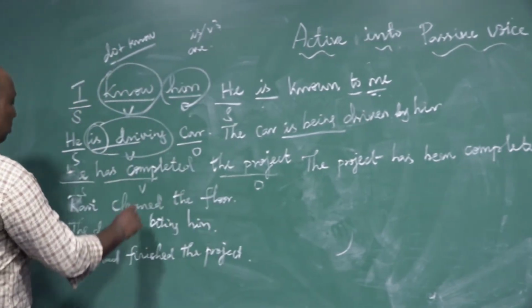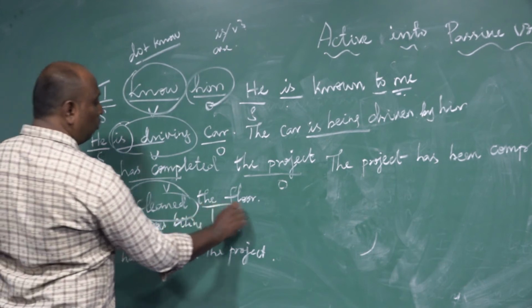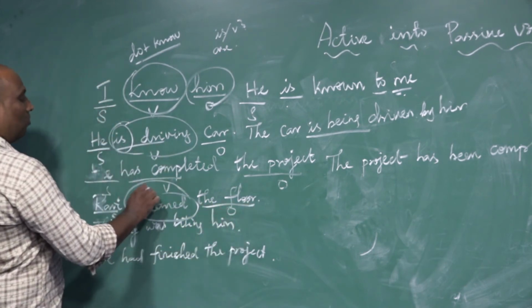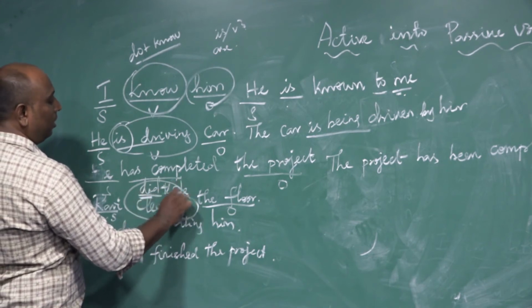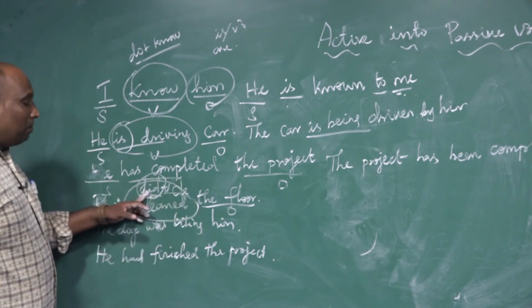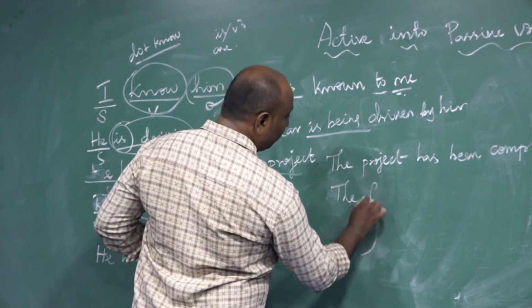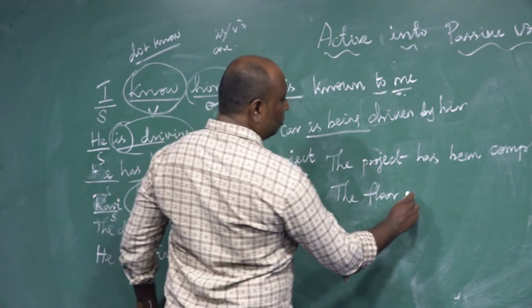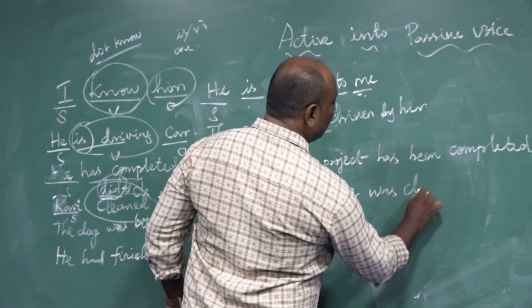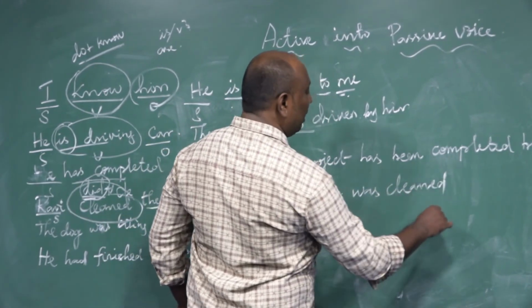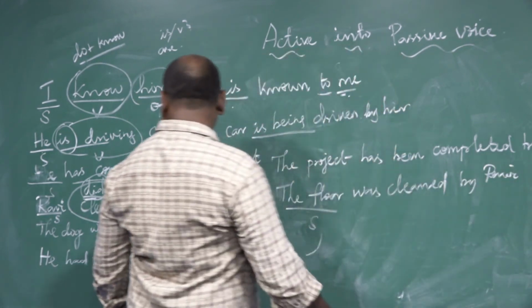And next, look at this. Cleaned is the verb, Ravi is the subject, the floor is the object. So cleaned, what is the auxiliary? This is did plus clean. So did very clearly shows it is simple past and active voice. What is required for passive? The floor. The floor is singular, so we have to go with was. The floor was. What is the third form for clean? Cleaned by Ravi. So for Ravi, we have to write like this.